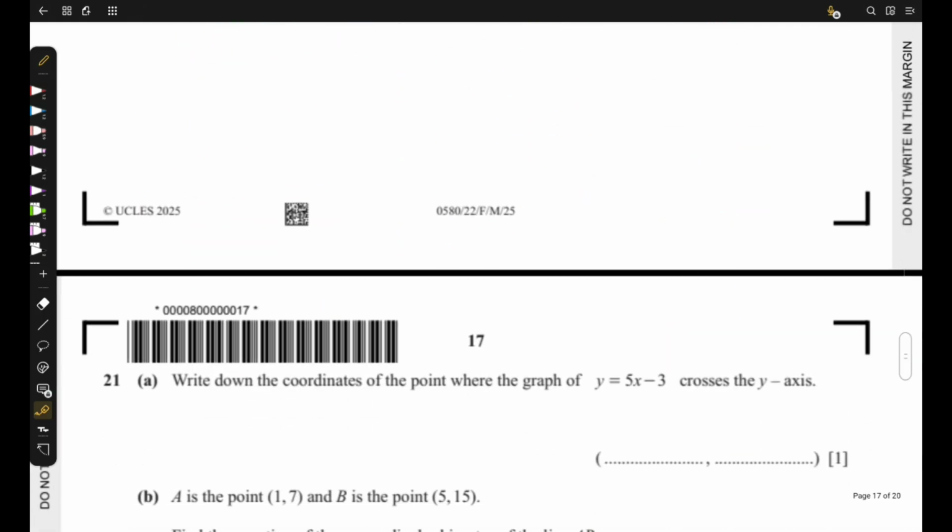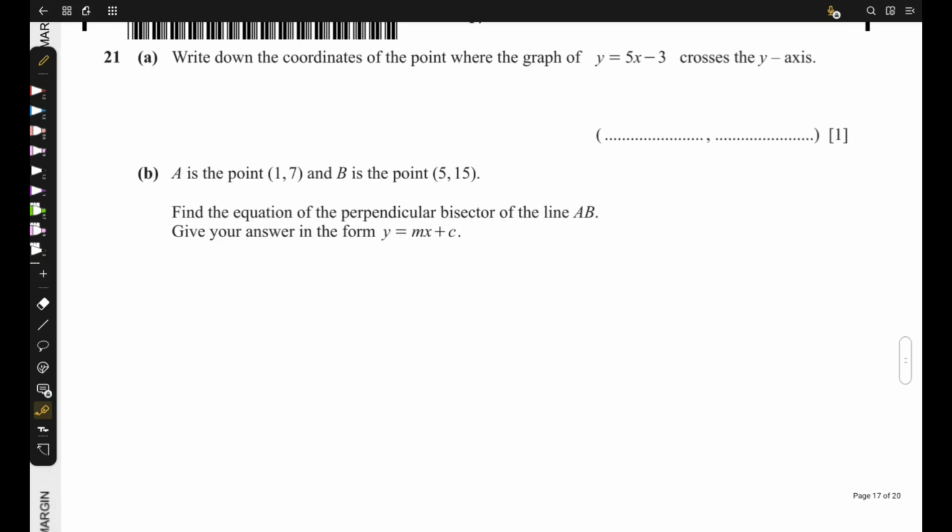Moving on to question number 21. Write down the coordinates of the point where the graph of y equals 5x minus 3 crosses the y-axis. This is a linear equation, by the way. Crosses the y-axis. At the y-axis, we know that the value of x is 0. So we have to put x equals 0, negative 3, and you would get minus 3. So x is 0 and y is negative 3.